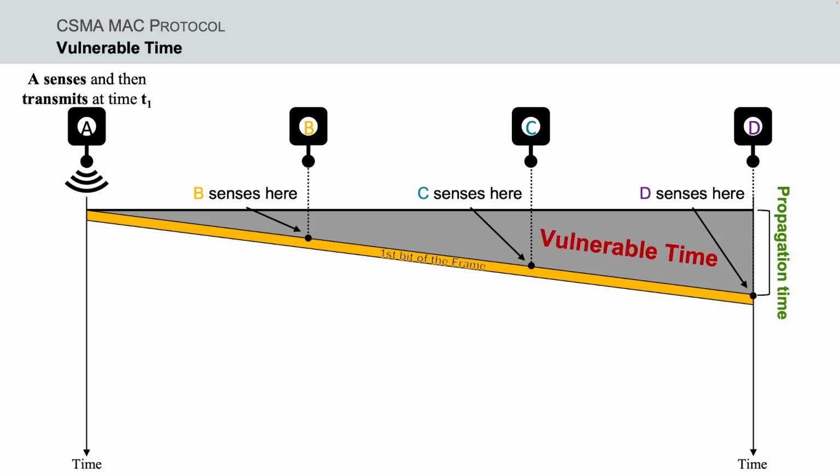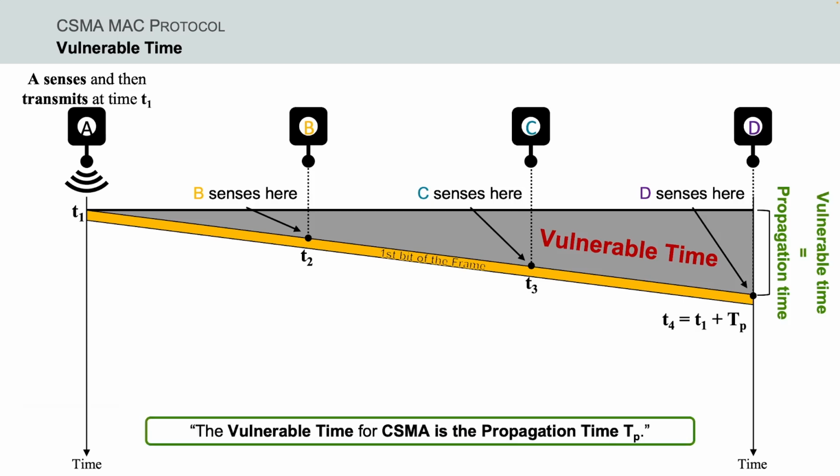Therefore, in CSMA, this gray area, which is equal to the propagation time, is actually the vulnerable area in time and space. More specifically, the leftmost node A transmits a frame at time t1, which reaches the rightmost node D at t1 plus propagation time, which is equal to the vulnerable time. To conclude, the vulnerable time for CSMA is the propagation time Tp.